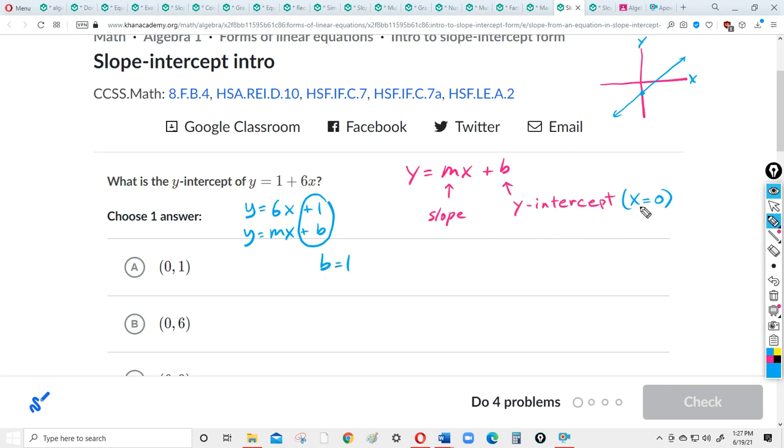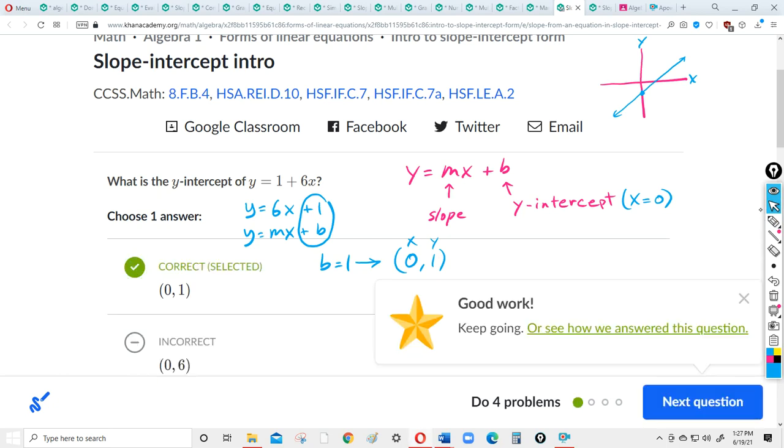And we said at the y-intercept, x equals 0. So if the y-intercept is 1, the point is going to be 0, comma, 1. Alright, the x is 0, and the y is 1. This is x, comma, y. So it's going to be 0, comma, 1. That's answer A. So just remember for the y-intercept, x is always going to be 0. And whatever the y-intercept number is, that's what you get for the y-coordinate.